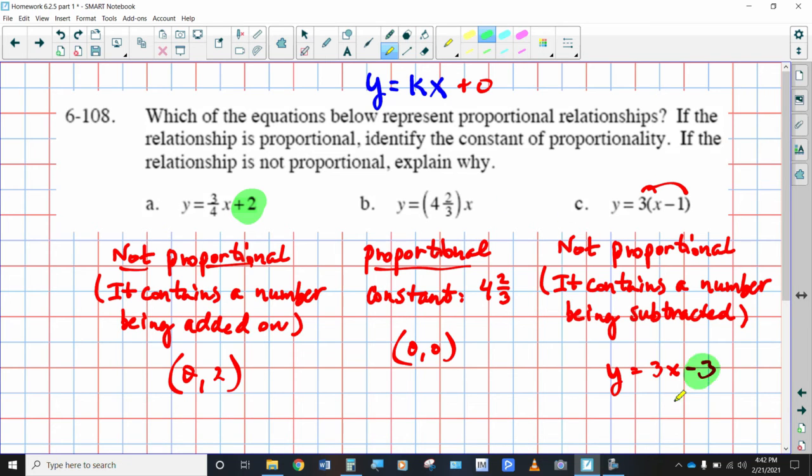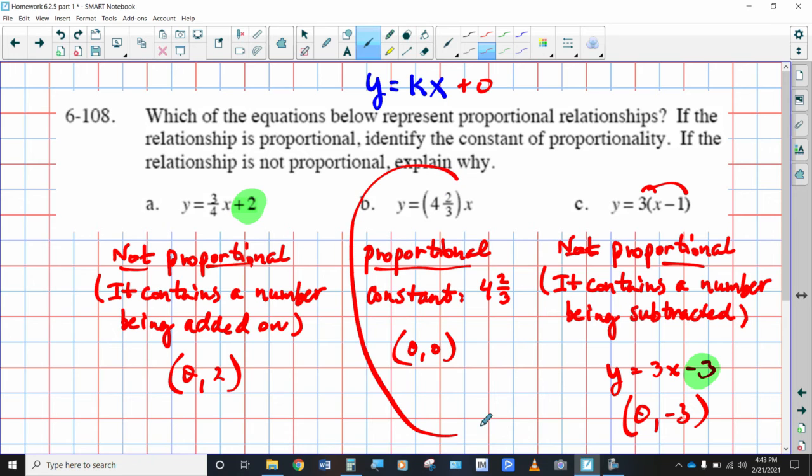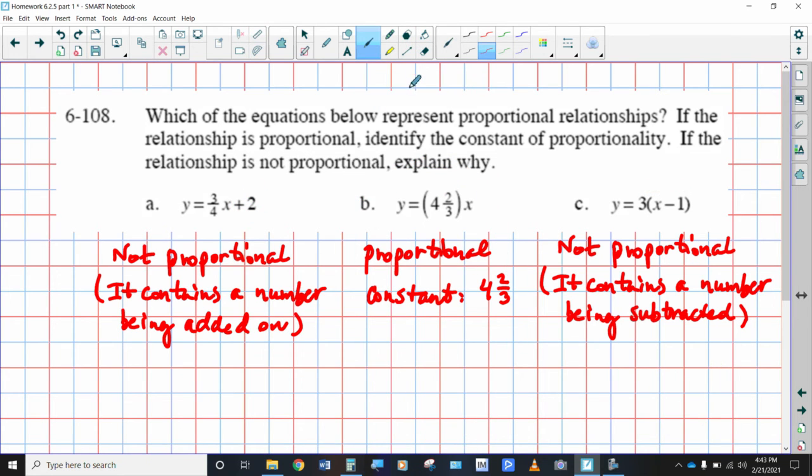And we're not supposed to have anything being added on at the end or even subtracted. So if x were equal to 0 here, you would end up with 0 minus 3, so y would be equal to -3. And that means it's non-proportional. So the only one here that's proportional is that one right there, and it follows the y equals kx model, where k is your unit rate or your constant of proportionality.